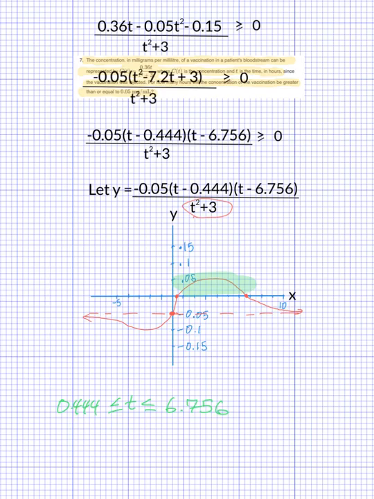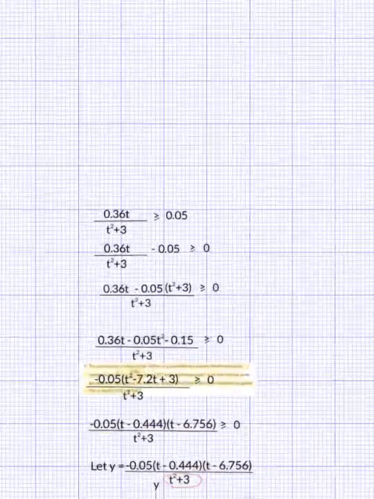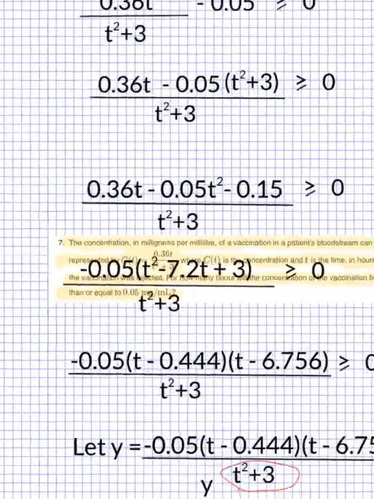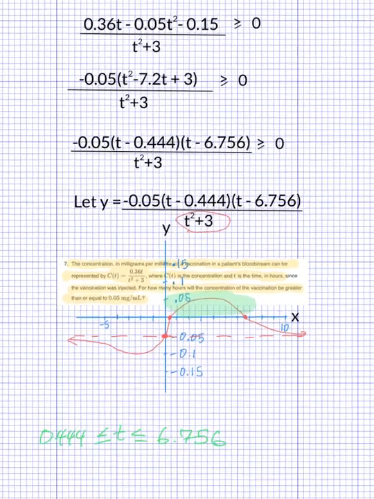6.756. Now let's reread the question just to make sure that we're answering it properly. Oh, there's the question right there. I kind of wrote over top of it. Yeah, let's move it down.